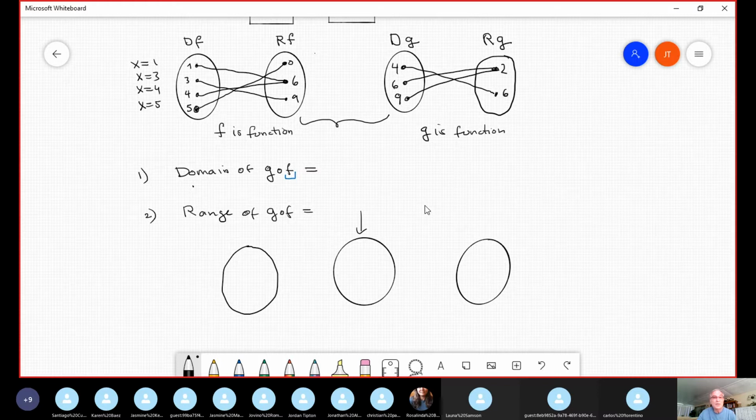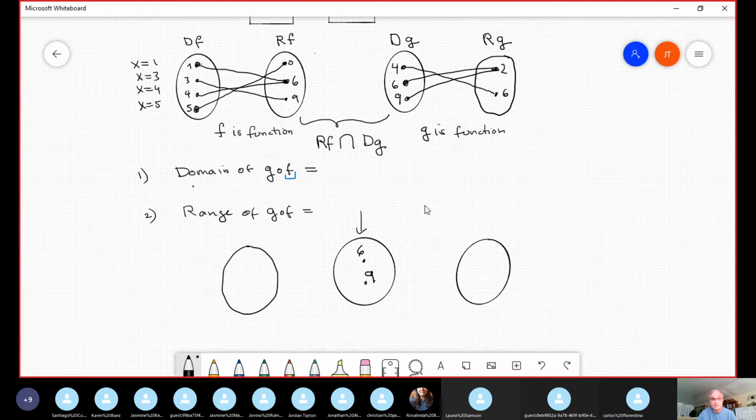Suppose 1. 1 is associated with 6. 6 we have here, nice, and 6 is associated with 2. But this intermediate block is formed by the intersection of the range of F and the domain of G. I need to find the common elements between this set and this set. It's obvious it's 6 and 9 only. 4 is not common, 0 is not common.